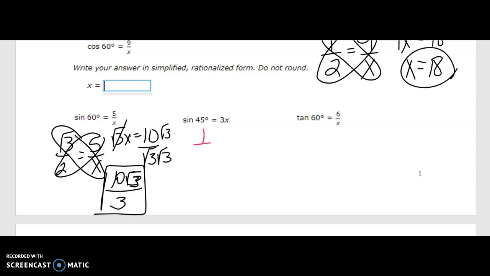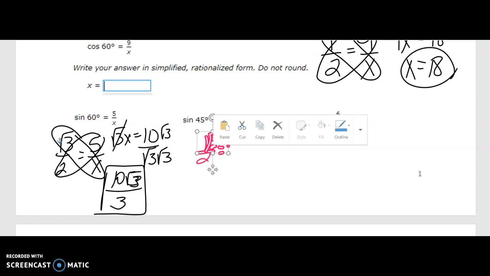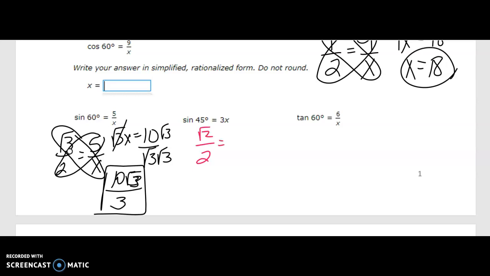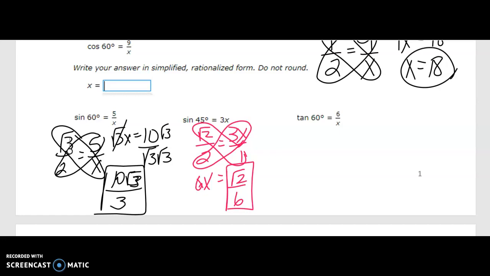Sine 45 is 1/2. No, it's not. It's the square root of 2 over 2. Equals 3x. We're going to put that over 1. And then we're going to cross multiply. 2 times 3x is 6x. Equals the square root of 2. Divide by 6. Those do not reduce because one's on the inside and one's on the outside.